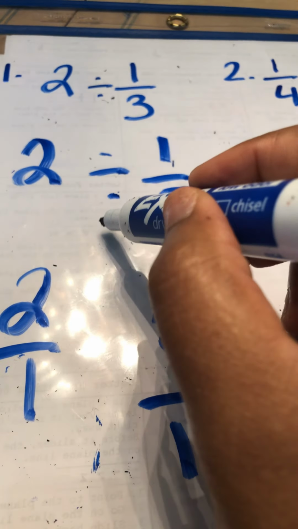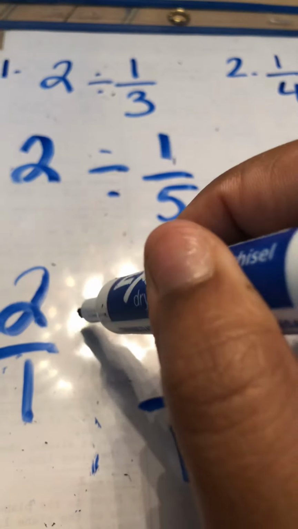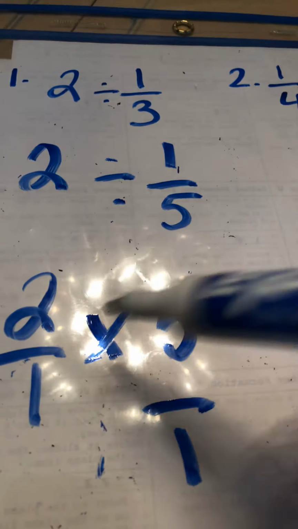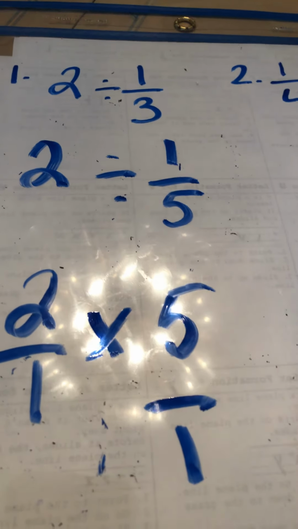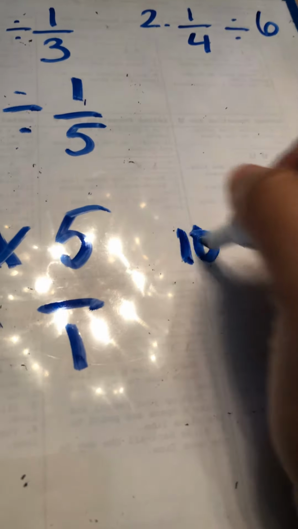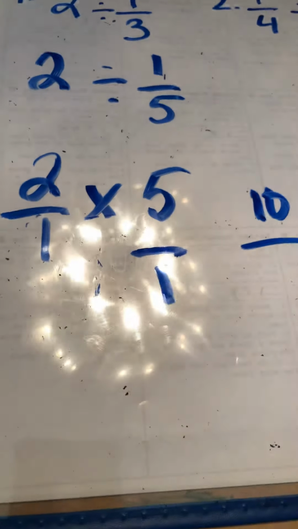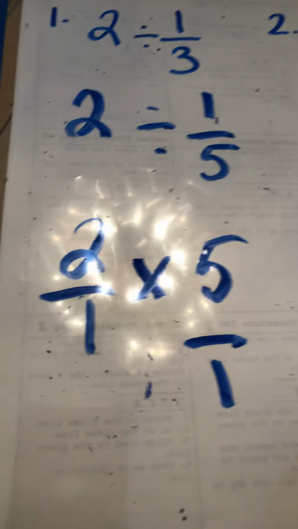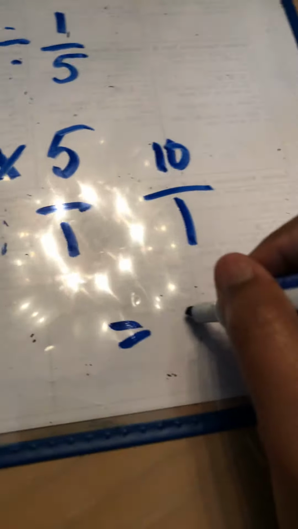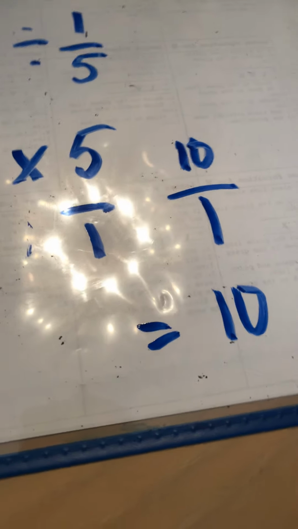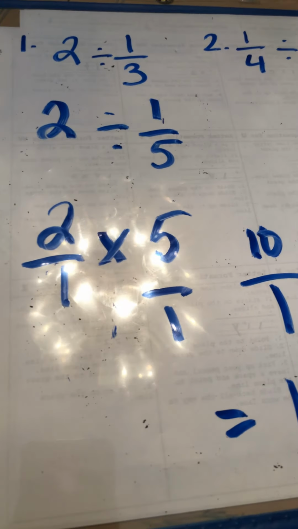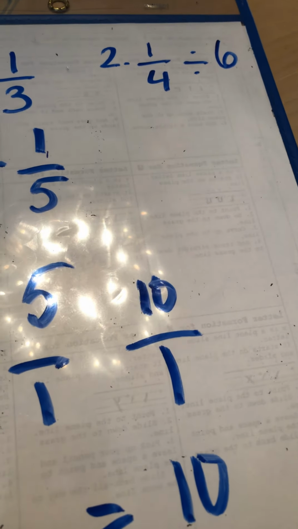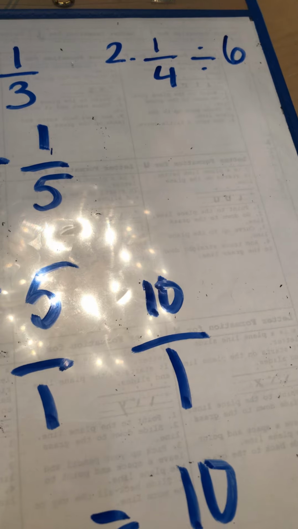And you must remember that this division sign turns into a multiplication sign. So 2 times 5 equals 10. And then 1 times 1 equals 1, which means 2 divided by 1/5 equals 10. Okay, so let's go ahead and see once we have the whole number in the back of the problem.